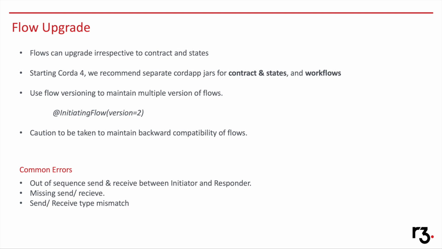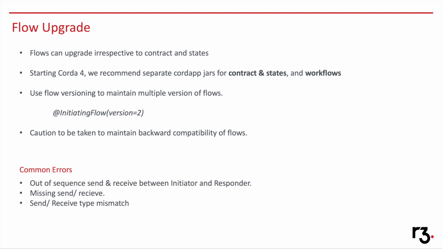To support different flow versions, you could take advantage of the version parameter available in the initiating flow annotation. This will help manage situations where the counterparty is not on the same version of the flow. You can check the flow version of the counterparty available to you via the counterparty flow session object and execute the appropriate code, thus allowing backward compatibility.